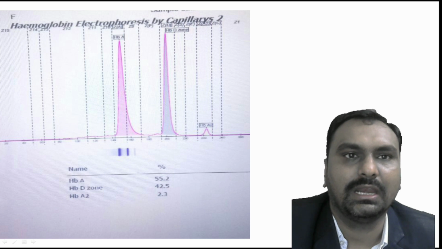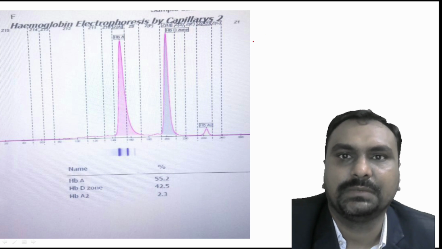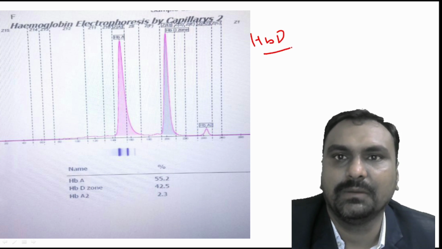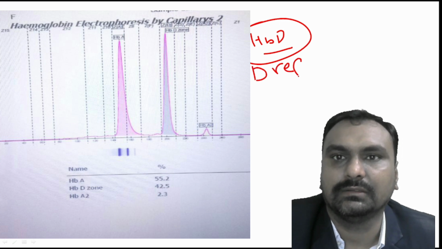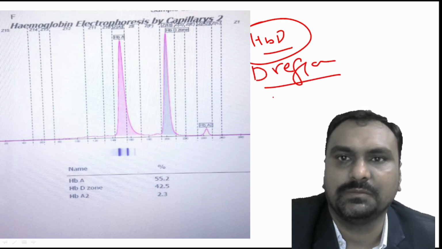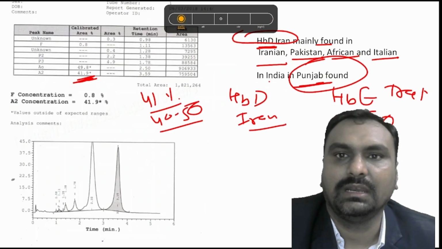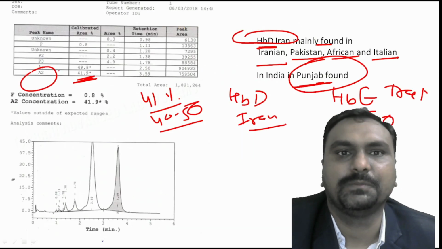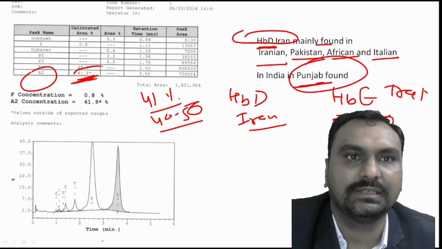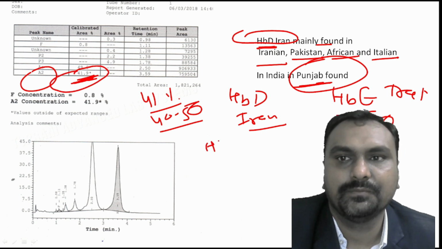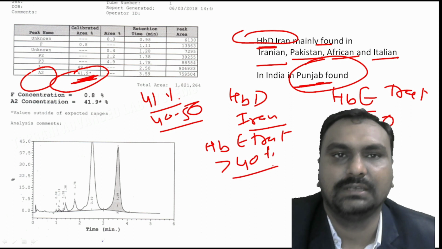So here is the capillary electrophoresis picture of the patient. HbD Iran will fall in the D region, while it will be at the HbA2 level in case of HPLC, but concentration is important. HbE trait cannot be more than 40%. So that is the differentiating point.